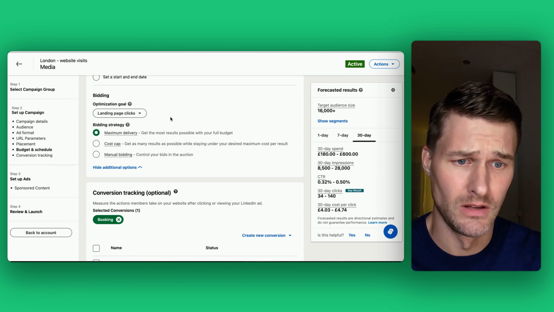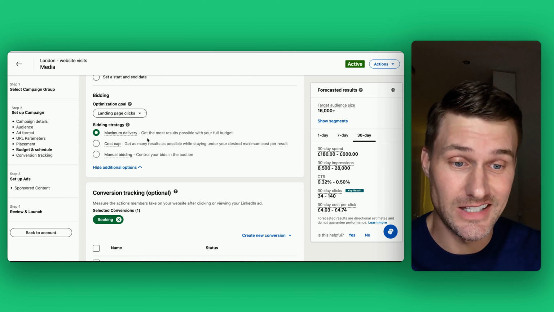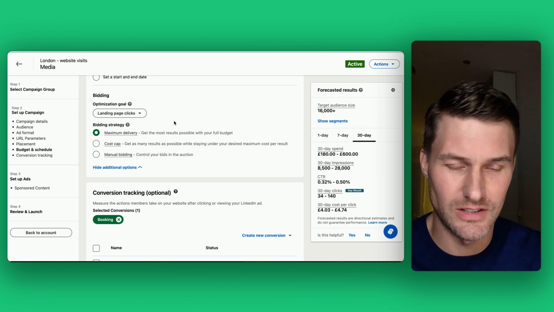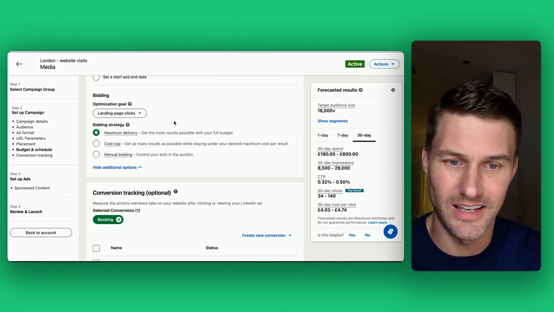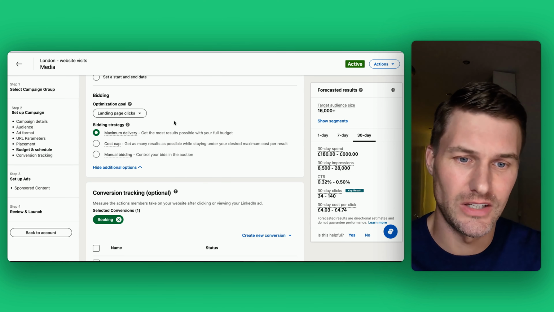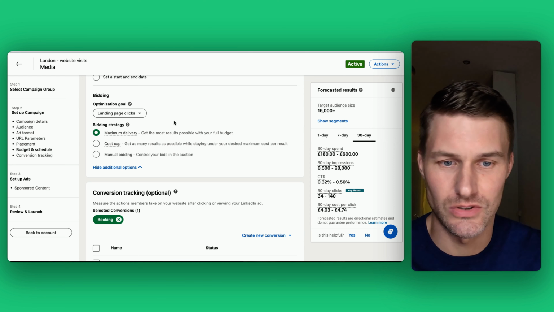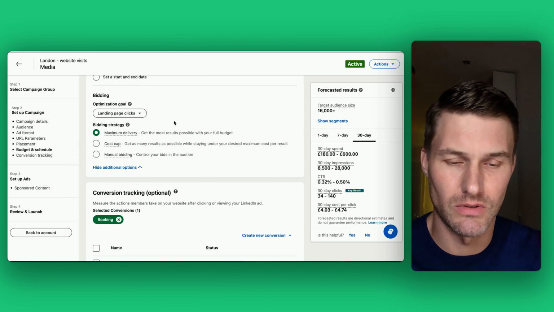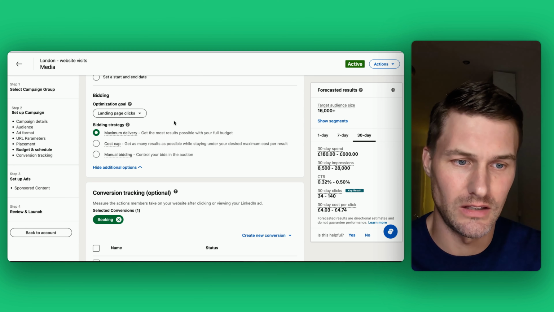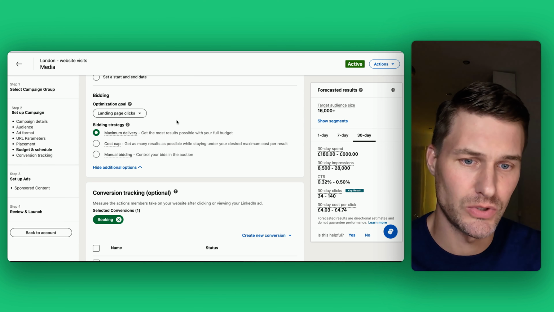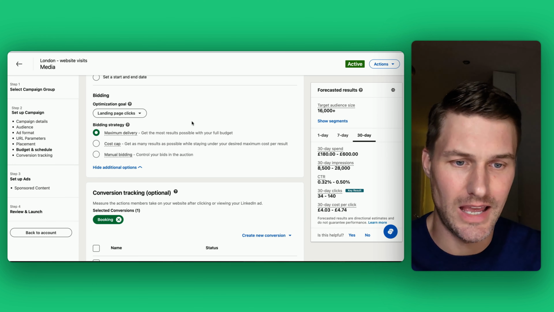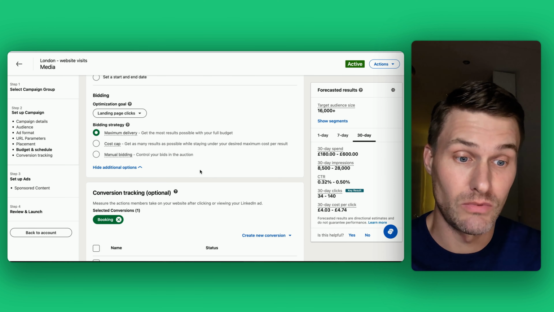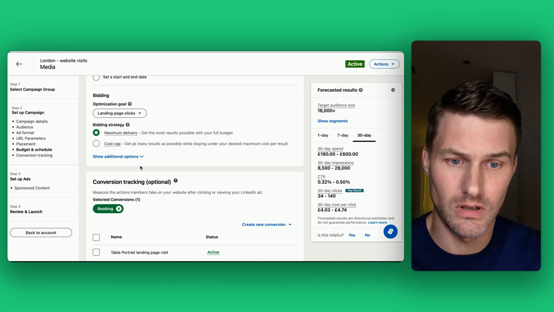And it conveniently says that you'll get the most results possible with this full budget, but it's proven wrong again and again. So my recommendation is pretty much don't use maximum delivery. There are some exceptions when maximum delivery works, but as a general rule, it's the worst performing option for your bidding strategy, and basically will mean that your CPCs are going to be super high, even when they don't need to be. So what other options do we have here?